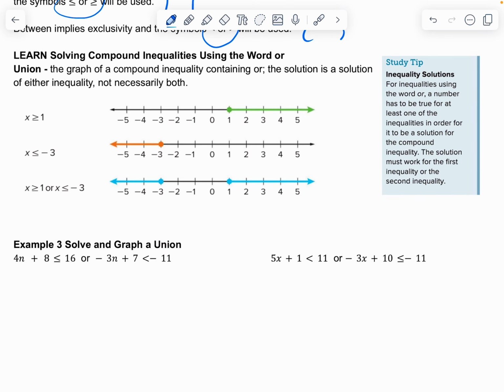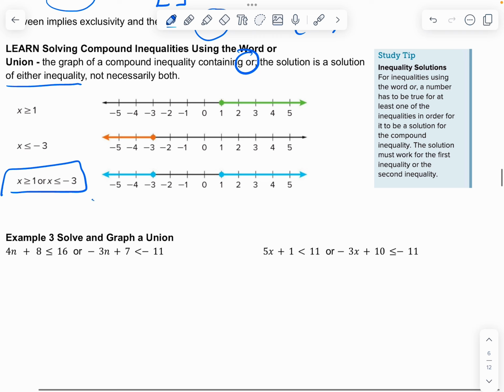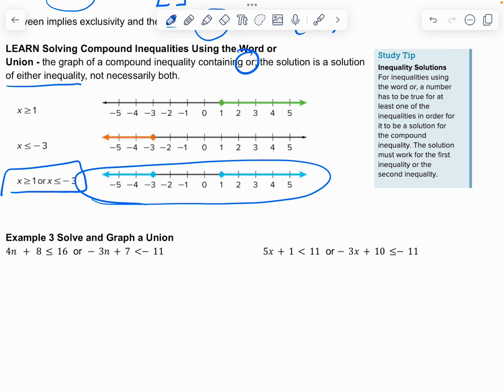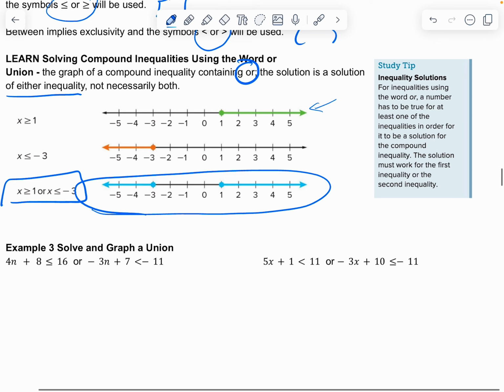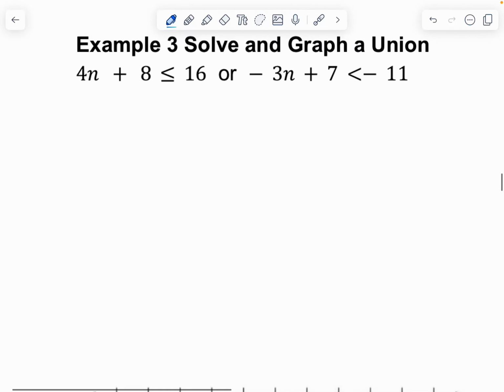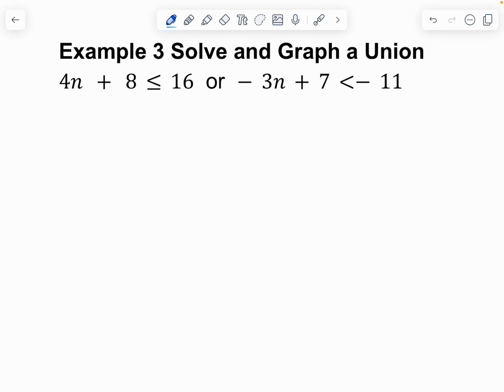So a union, the graph of the compound inequalities contains the word or. The solution is the solution for either inequality. So if I look at this and it's written like this, the solutions are both of these parts. So we had the first part up here, greater than or equal to 1. Then we had less than or equal to -3. The solution for that are both of the parts. So on this, you're going to have to solve both of them. And the word or goes all the way down.